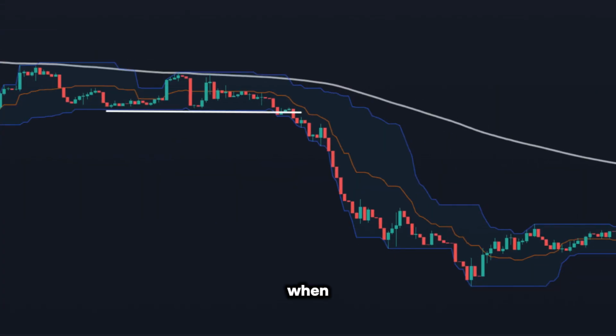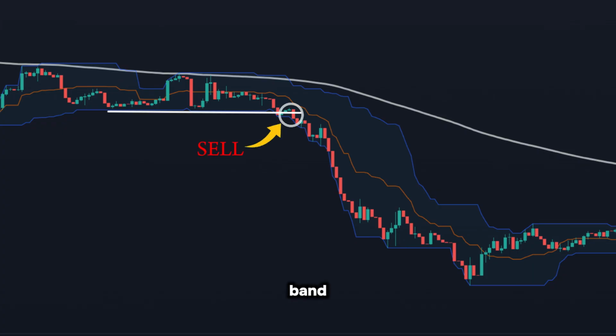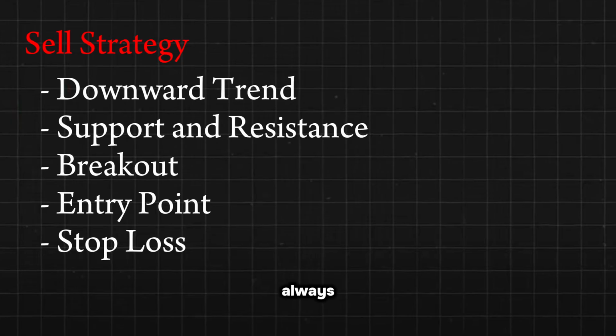Entry point. When the price breaks the lower band, use this signal as an entry point. Stop loss. Always use a stop loss for risk management.